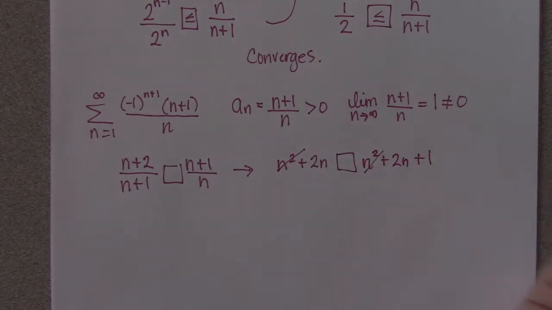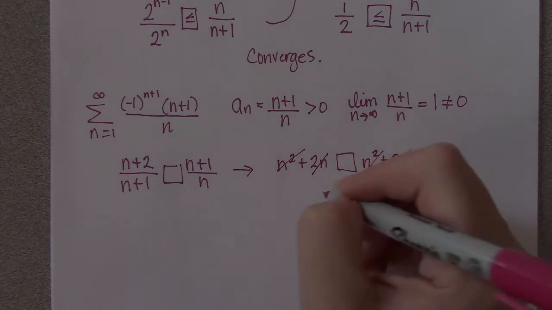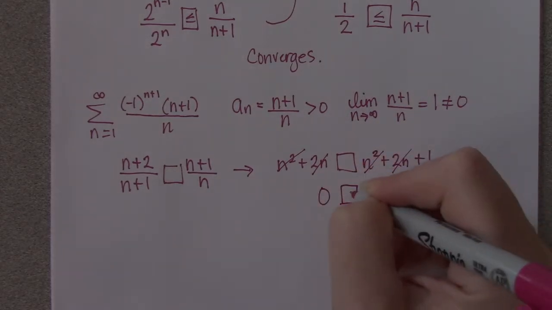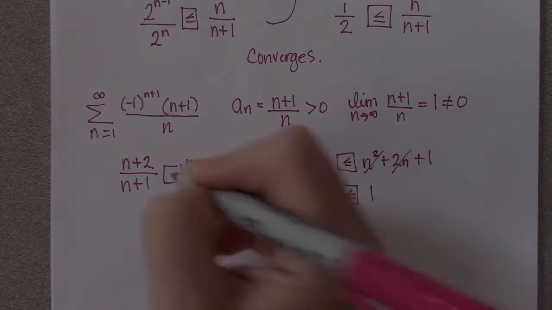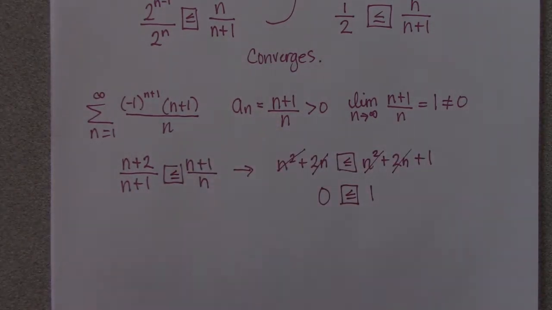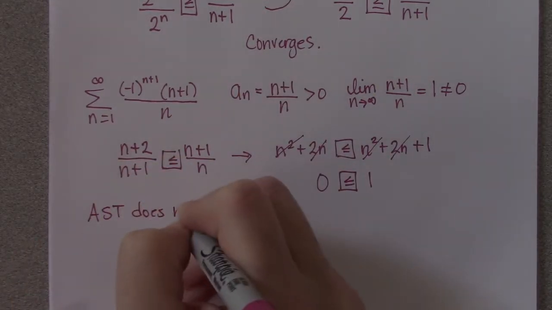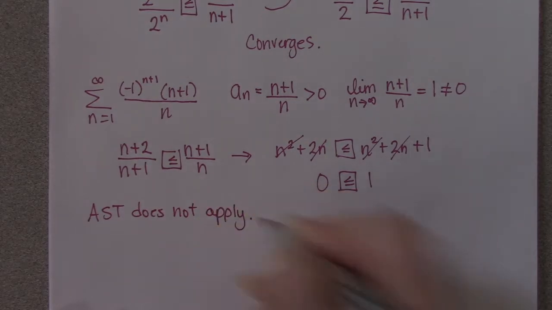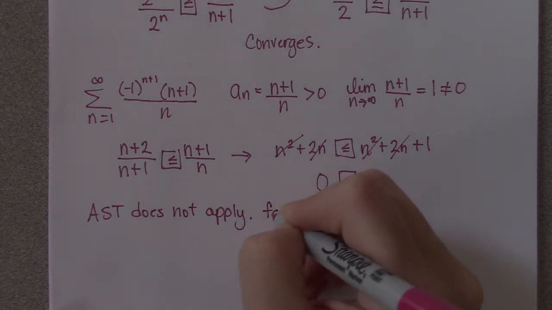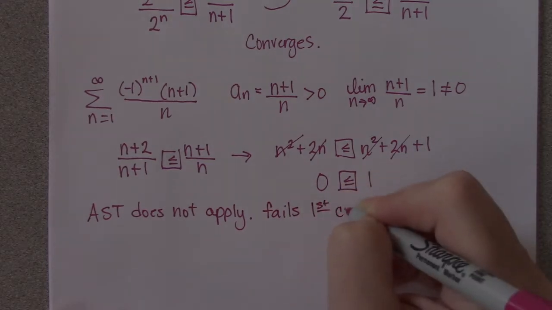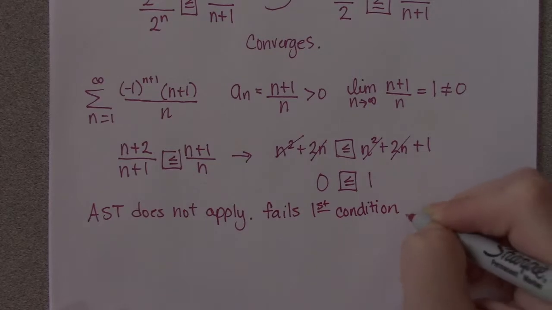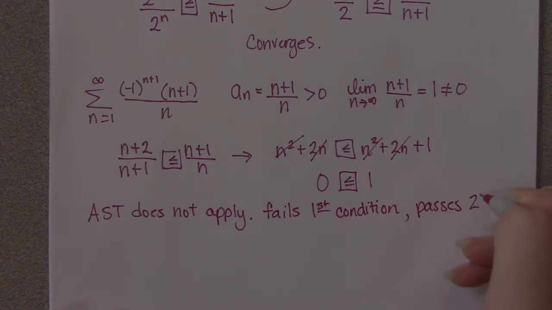Well, you can subtract n squared from both sides. You can subtract 2n from both sides. And you get 0 is less than or equal to 1. So it passes the second condition, but it failed the first condition, that the limit had to go to 0. So the alternating series test does not apply. Right? Fails the first, passes the second.